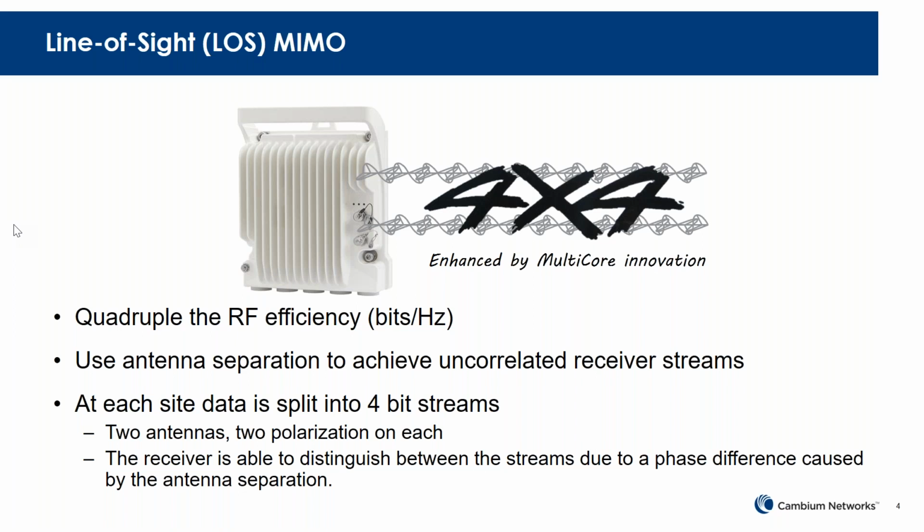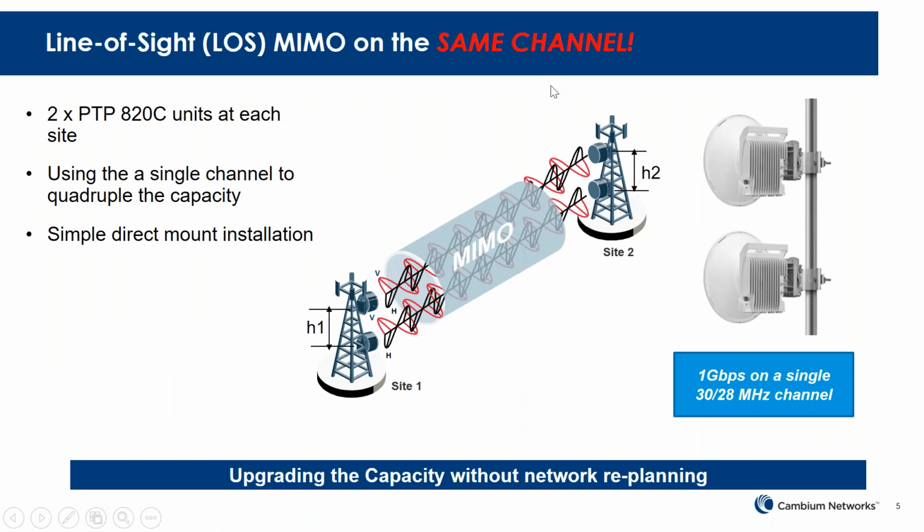So let's look at how it looks. You can see at each side you will have 2 A20C radios, each attached to an antenna. The A20C radio with the antenna are separated with a space of H. So we see H1 and H2. And actually you can use a formula to calculate how much separation you need.